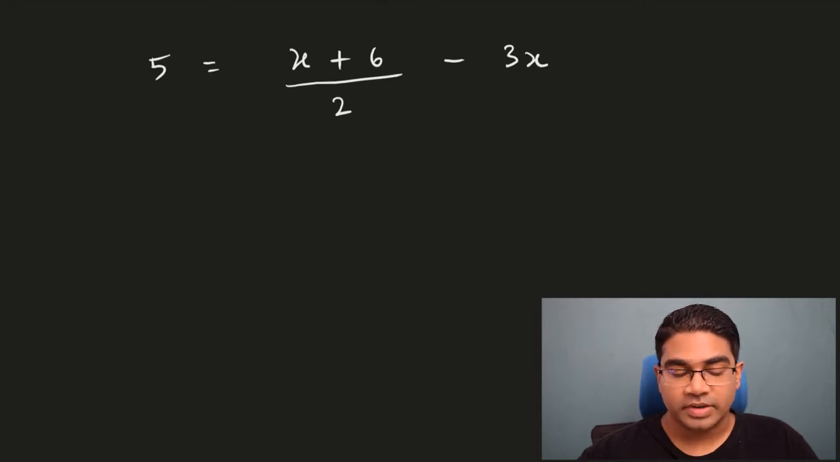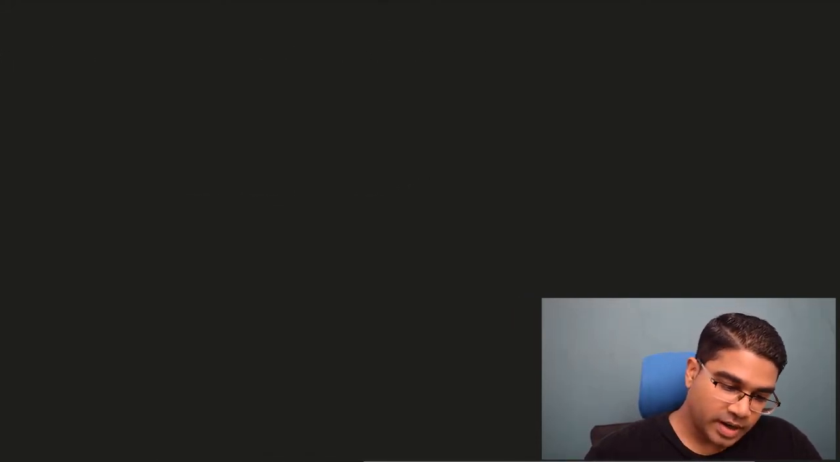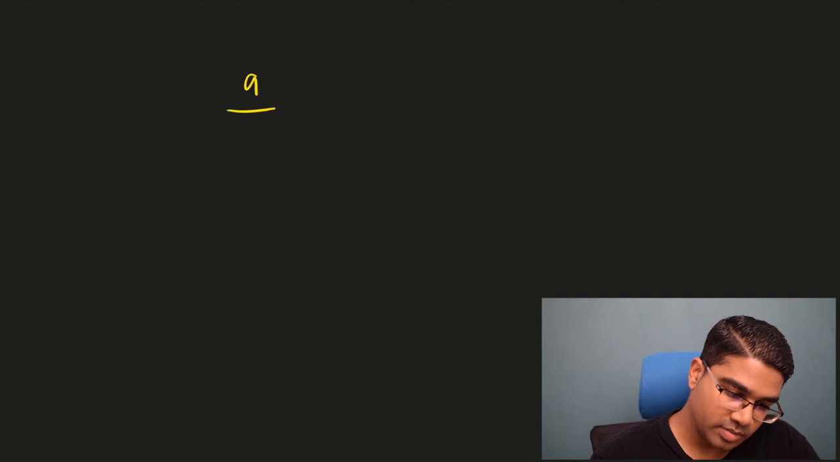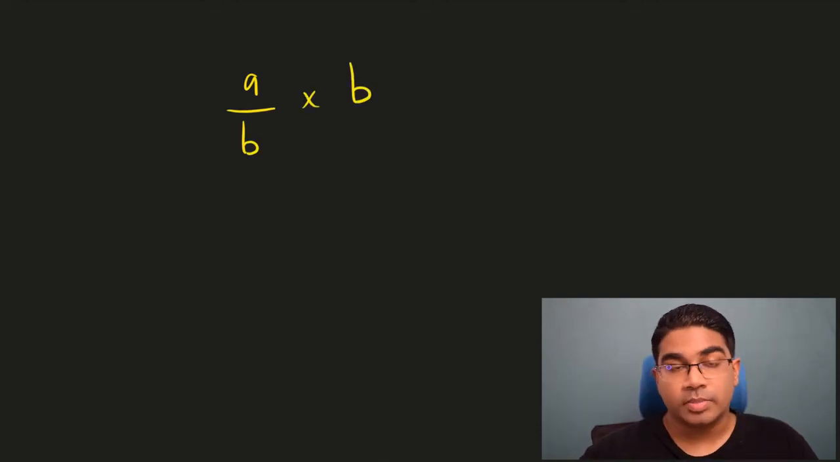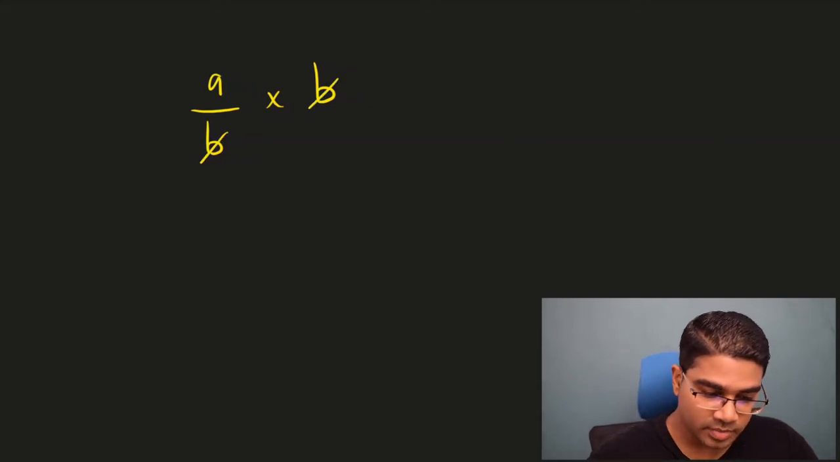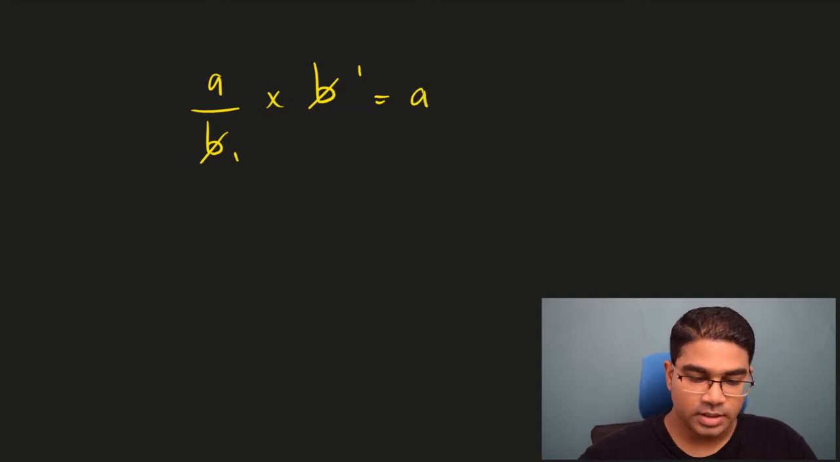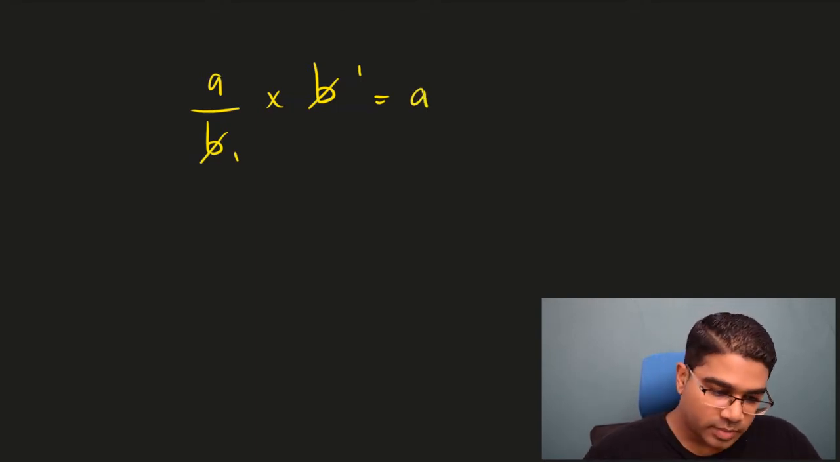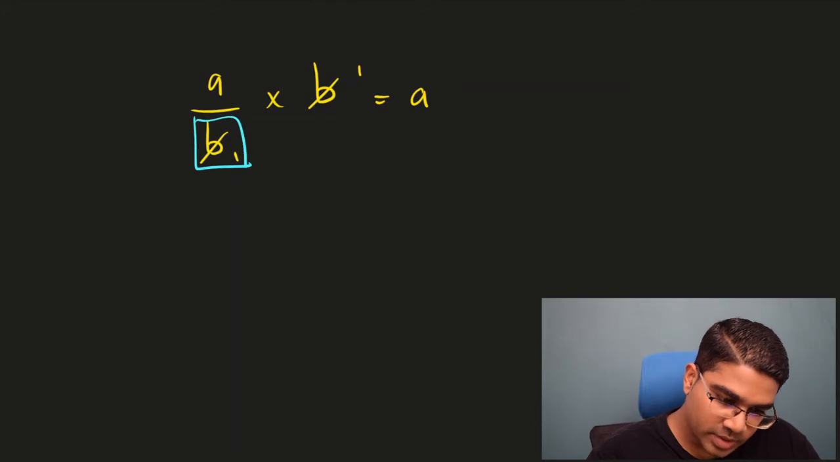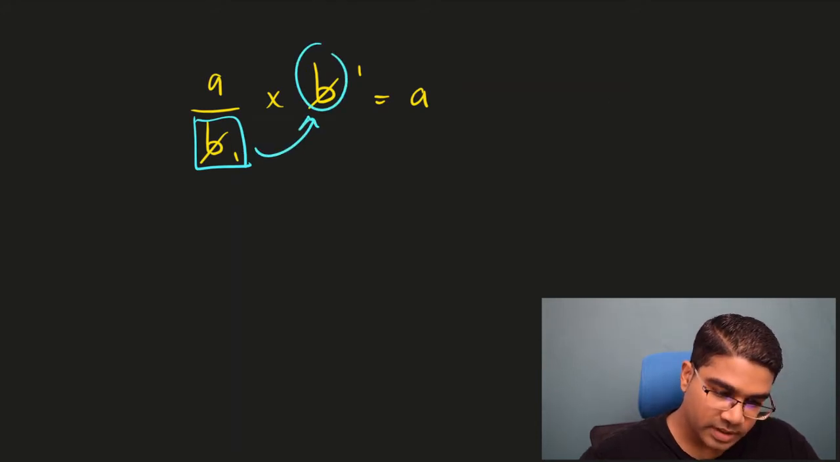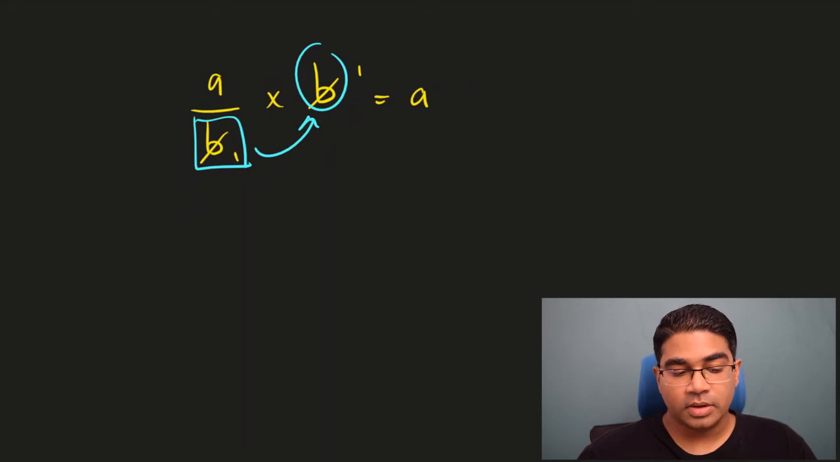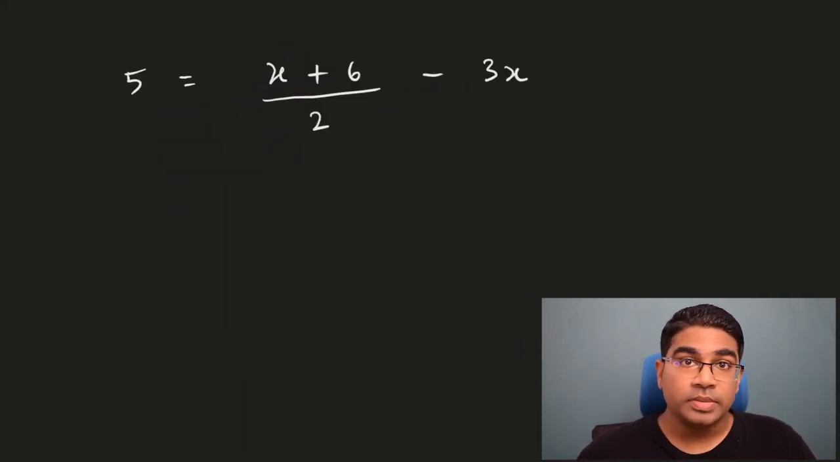So how do we get rid of a fraction? Let me give you an example. If I had a over b multiplied by b, what would happen here? The b divided by b, we would get 1 and 1. b would be eliminated and this would just be a. So if we look carefully, by multiplying the fraction with the denominator, what we've done is we have effectively gotten rid of the fraction, and now it is no longer a fraction.